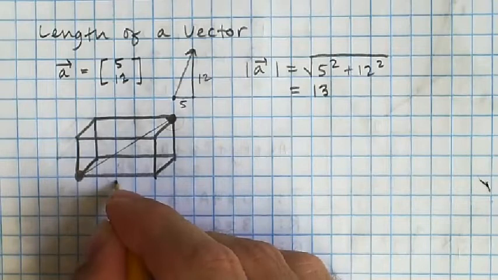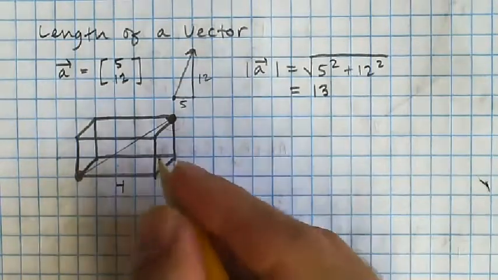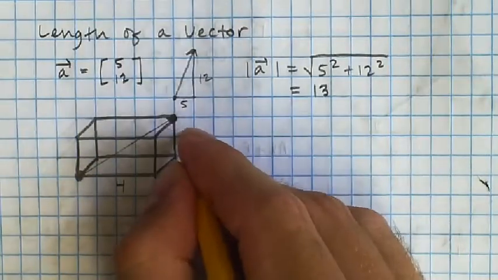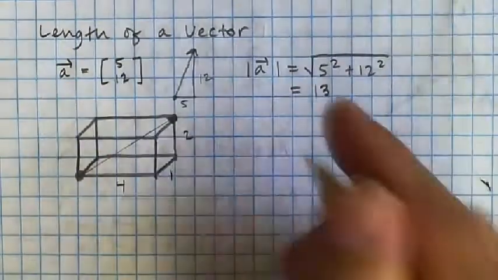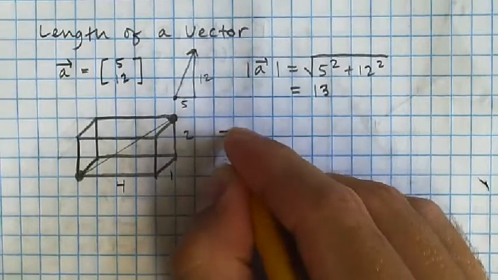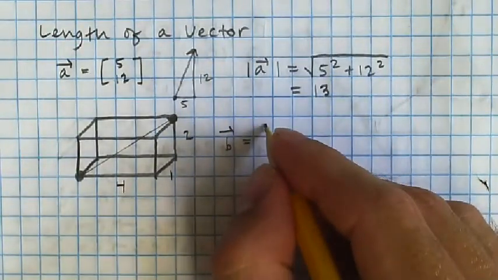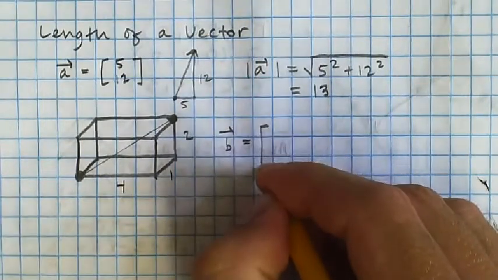And suppose I've gone to the right by 4, out in the y direction by 1, and up in the z direction by 2. So this vector here is going to be vector B equaling 4, 1, 2.